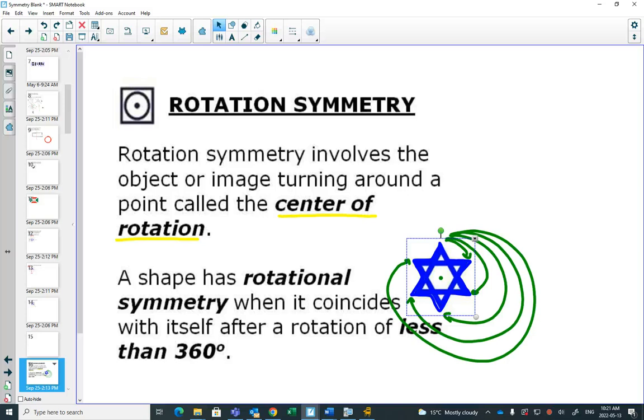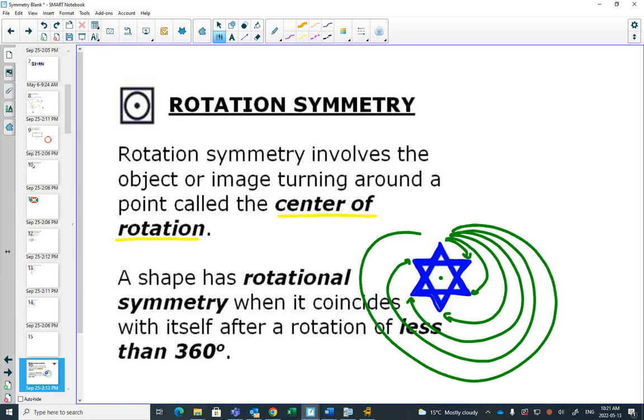A square would have rotational symmetry. And of course, this one, right, if you rotate anything 360 degrees, it gets back to itself.